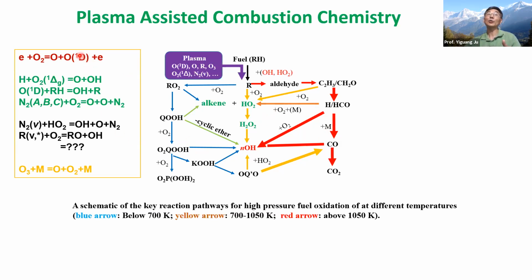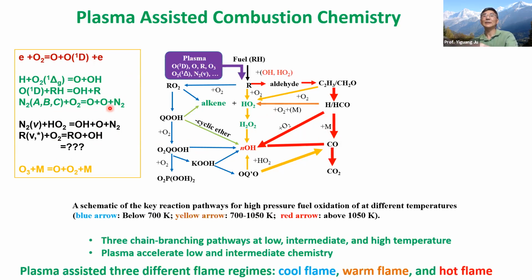In plasma, there are so many reactions. We don't even know the orders of magnitude of the reaction rates. For example, for this type of reaction, we don't know how fast the reaction rate will be. And all these reactions are at very low temperature, so it's very difficult to predict them using quantum chemical computation.